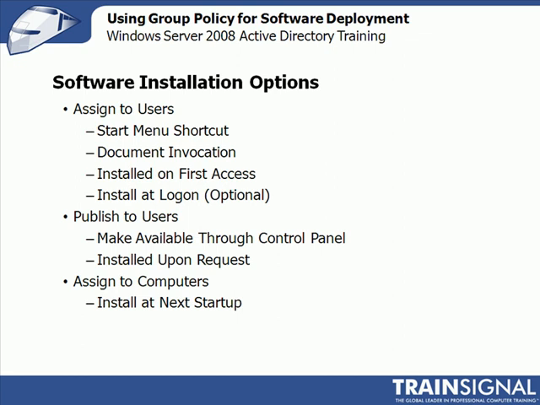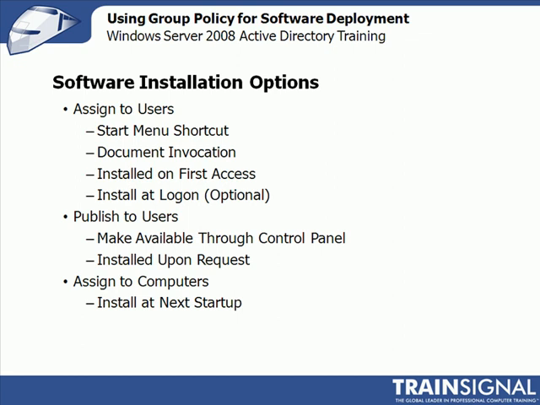Now, before we get into the actual operating system and look at how to do this, let me talk to you a little bit about the different installation options that are available. You can either deploy software to users or computers, right? We've seen that with group policy, we have both the user side and the computer side of the configuration. On the user side, we have two choices. We can assign or publish the software to our users. On the computer side of things, we only have one option, and that's to assign the software to the computers.